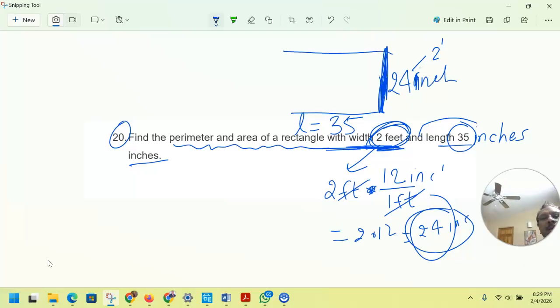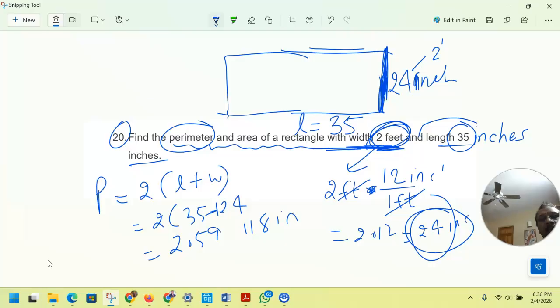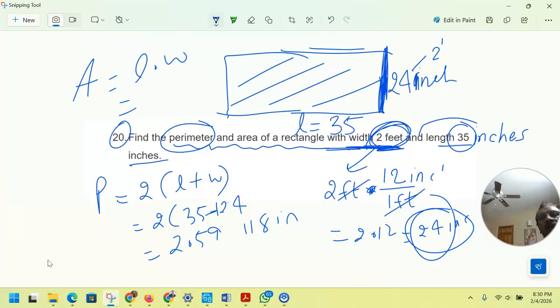So now the question asked is, what is the perimeter? Perimeter is 2 times length plus width. So you have 35 plus 24, which will be 2 times 59, and you get 118 inches. If I want to find the area, it is length times width. So you multiply 35 times 24, and then you get 840.